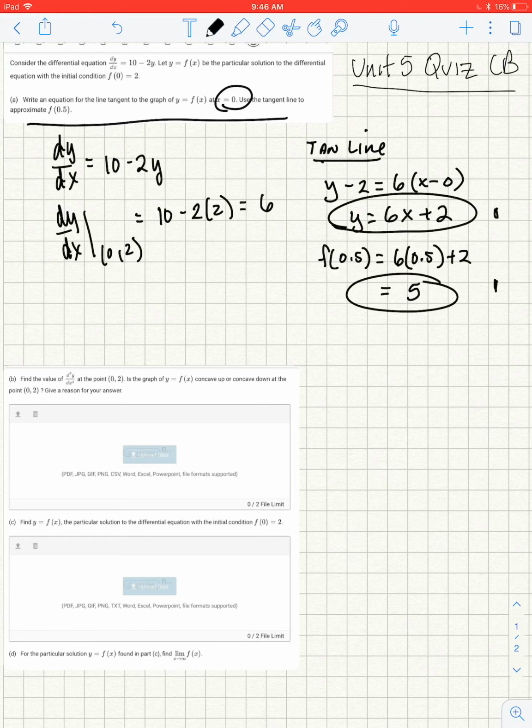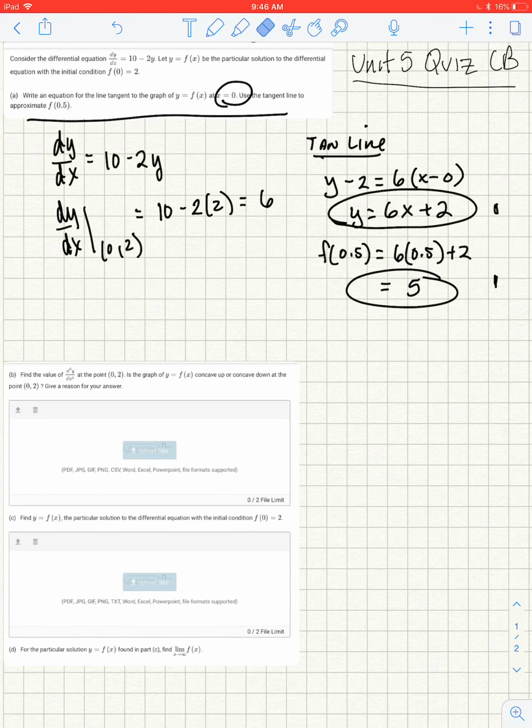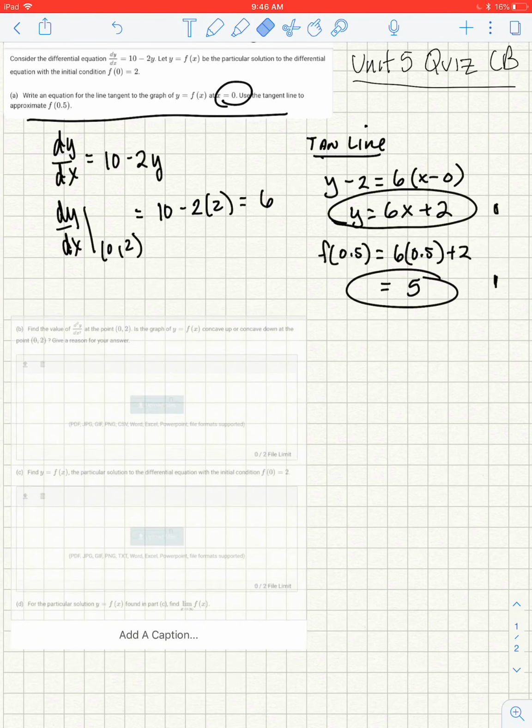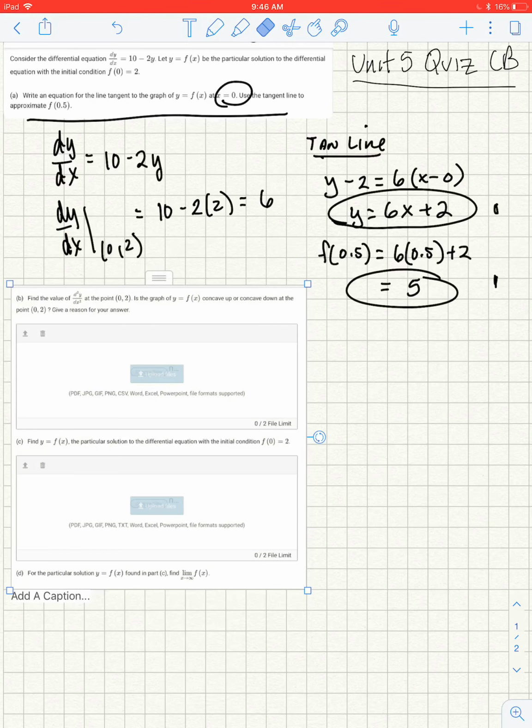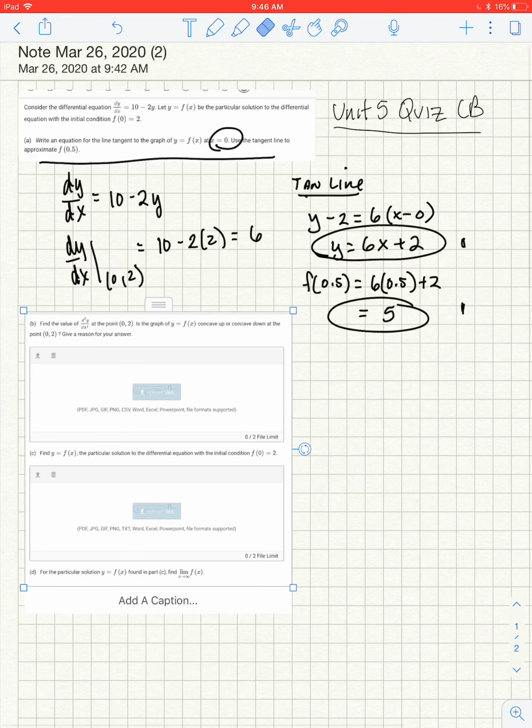All right, on this next one, they're looking for the second derivative at the same point, and they want to know if it's concave up or down. I'm just going to move this up a bit.